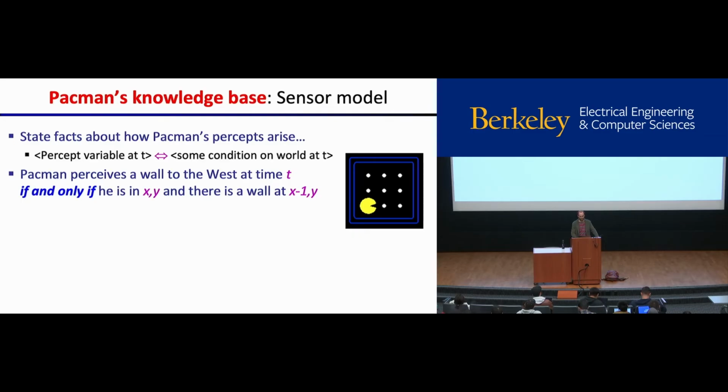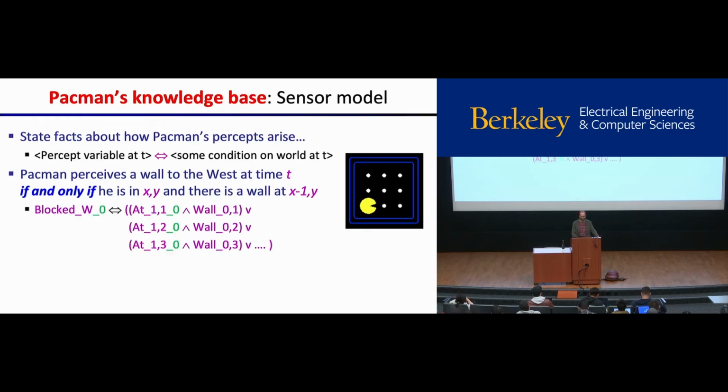Again, we'd love to use first-order logic and use the for all symbol and quantify over x and y, but we're not ready for that yet. So we have to write something that looks like this. Pacman receives the blocked to the west perception at time 0, if and only if one of the following of this list is true. So this is the or, so it's any of these. If either he's at 1, 1 and the wall's at 0, 1, or he's at 1, 2 and the wall's at 0, 2, or so on.